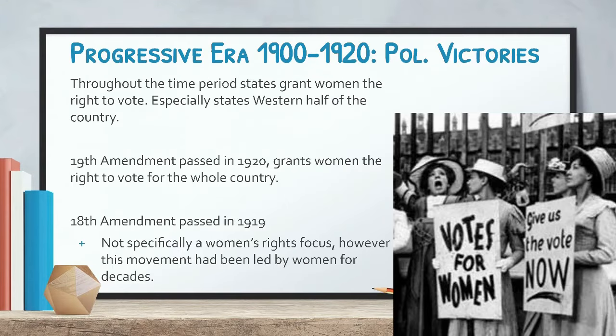By the end of the Progressive Era, two major political victories were achieved. Slowly, the right to vote was achieved in individual states, especially west of the Mississippi River, but the passage of the 19th Amendment guaranteed the right to vote for women across the country. Also, the 18th Amendment prohibiting alcohol passed. While not specifically a women's rights focus, it was a movement that was led by women for decades.